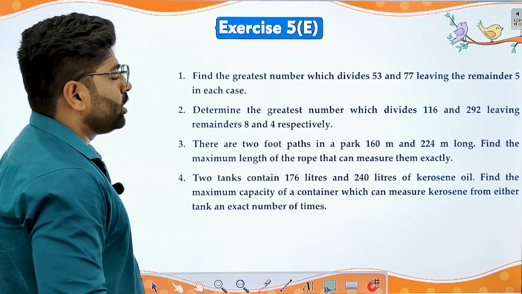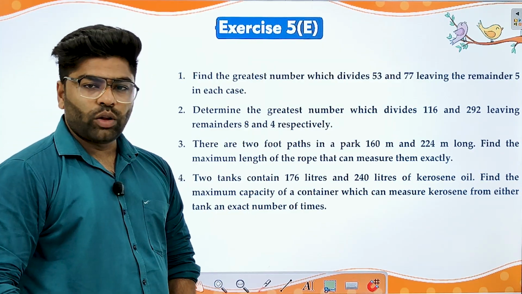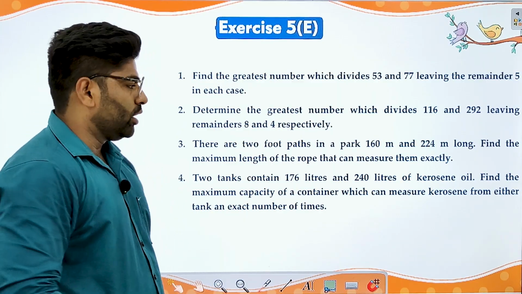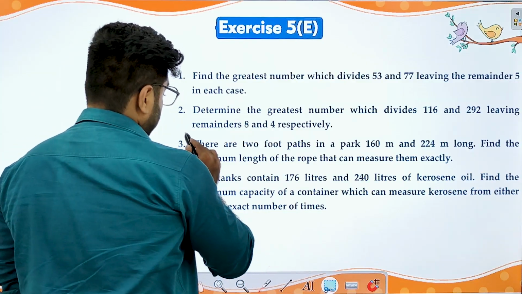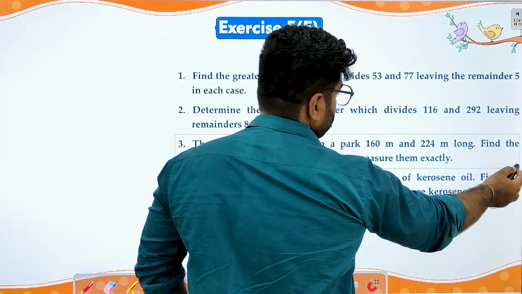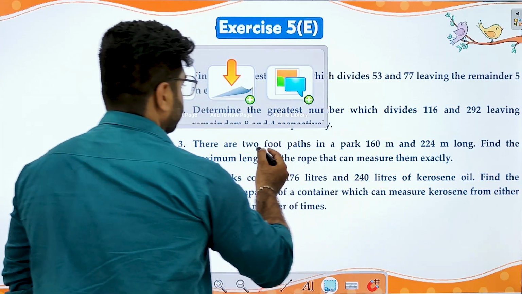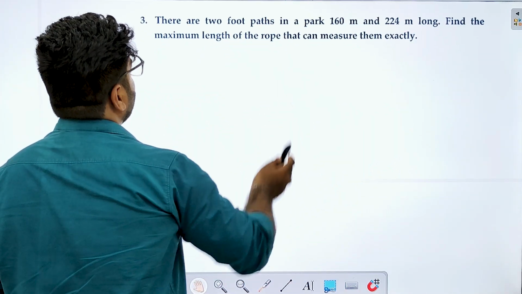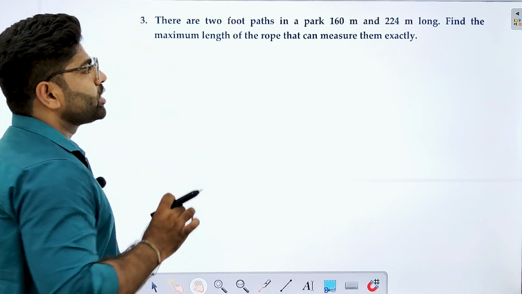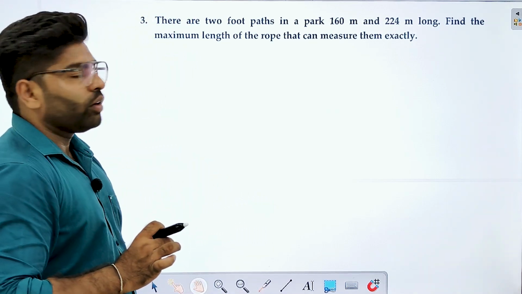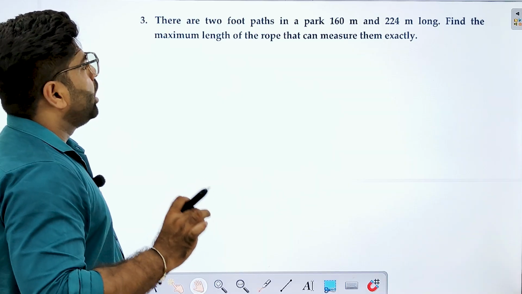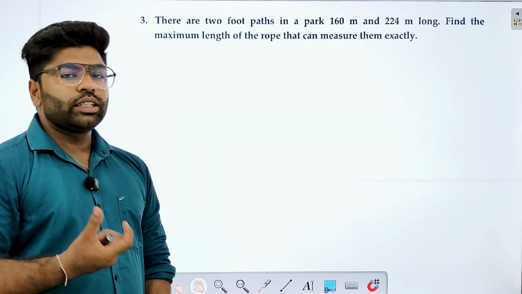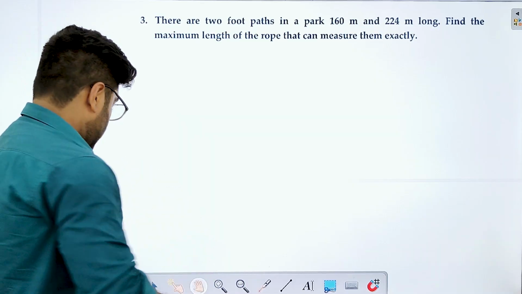There are two footpaths in a park, 160 meter and 224 meter long, and find the maximum length of the rope that can measure them exactly. Clear? So we are having the third part. Okay, there are two footpaths in the park, 160 meter and 224 meter long. So these are the two footpaths and we have to find out the maximum length of the rope. When we have to find out the maximum length, then again we have to find out the HCF.